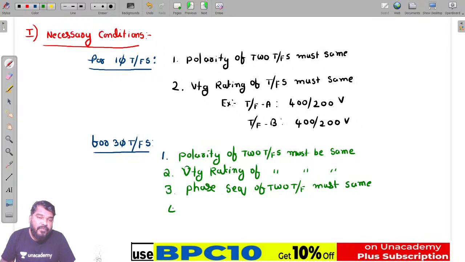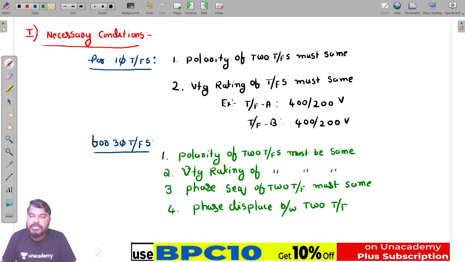And the fourth one is the phase displacement. The phase displacement between the two transformers must be equal to 0.